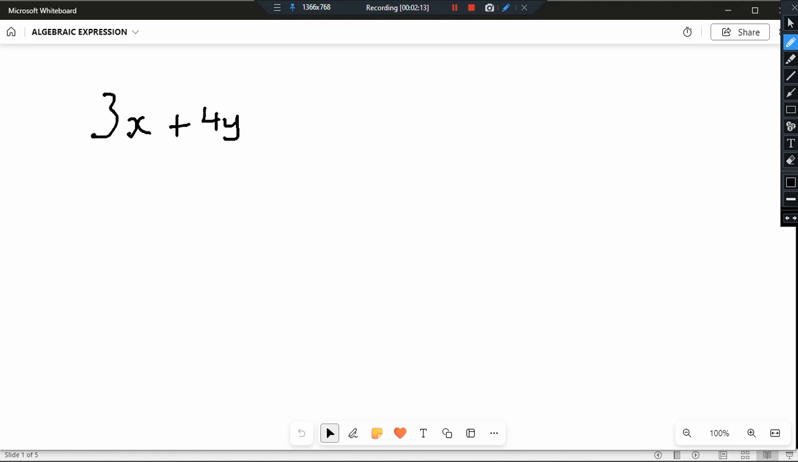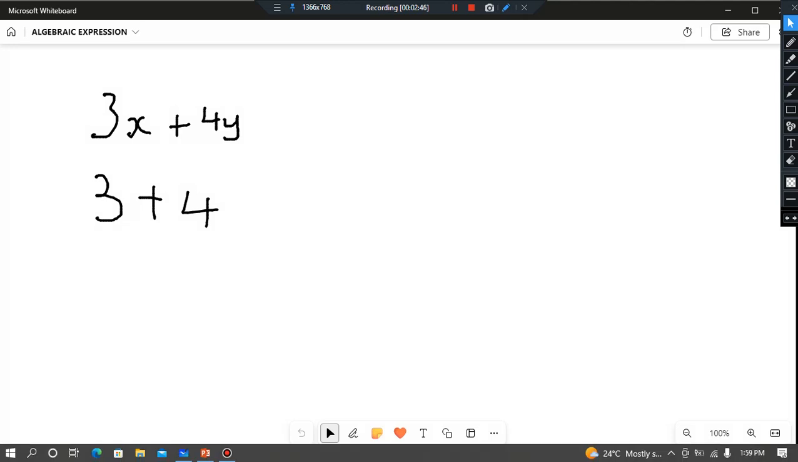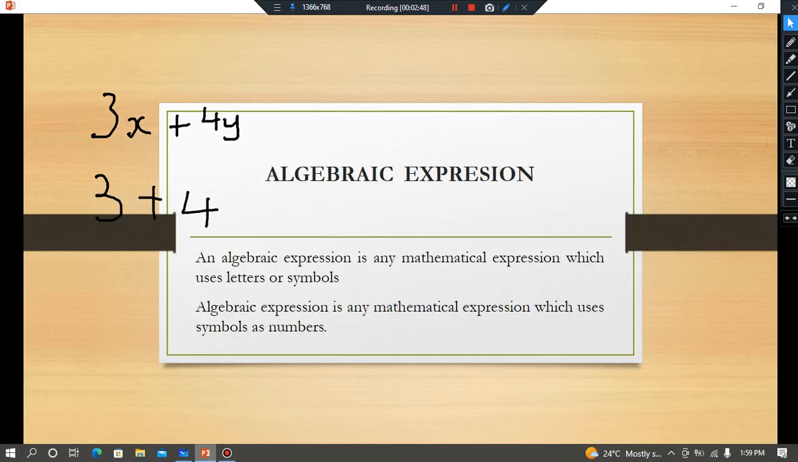When I have this same expression put in this way, say 3 plus 4, this second expression is also a mathematical expression, but it does not involve letters. Neither does it involve symbols. And so for that matter, this expression is not an algebraic expression, and there is a name for it. They are called arithmetic.